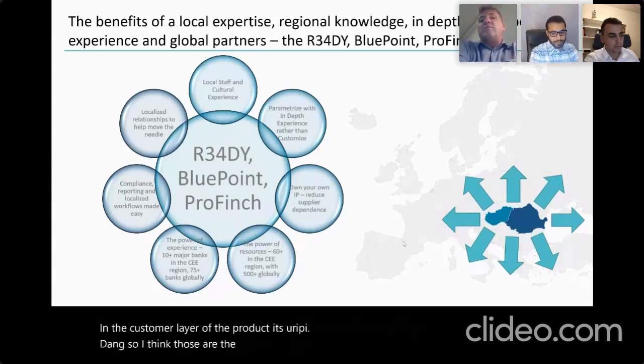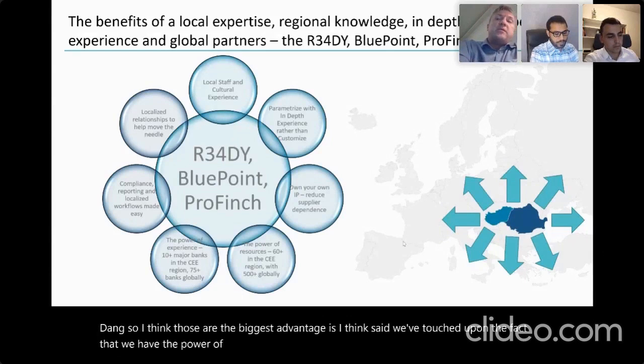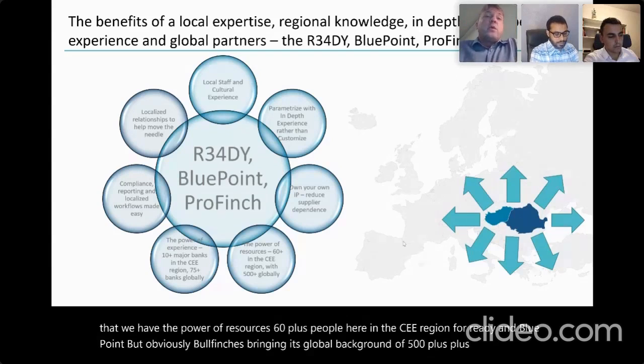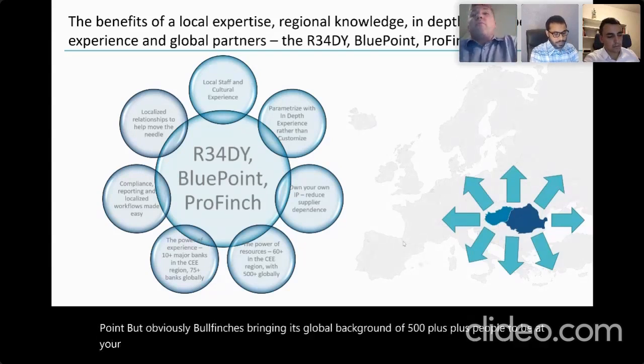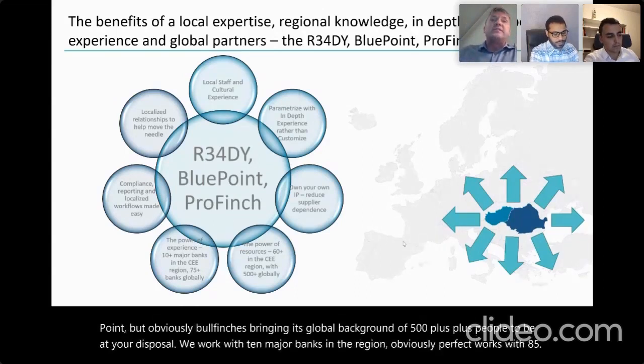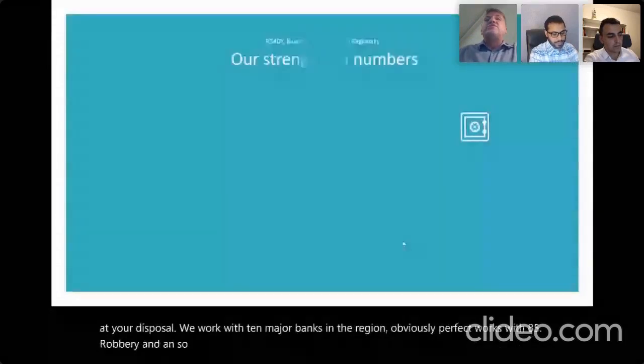I think we've touched upon the fact that we have the power of resources, 60 plus people here in the CE region for Ready and Bluepoint, but obviously Profinch is bringing its global background of 500 plus people to be at your disposal. We work with 10 major banks in the region. Obviously Profinch works with 85 globally. Those are the relationships that help move the needle.